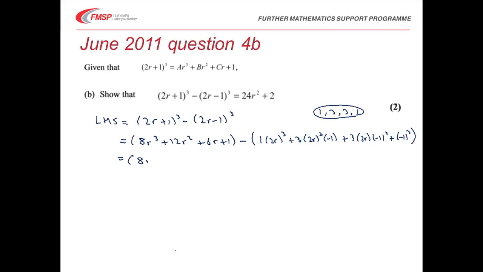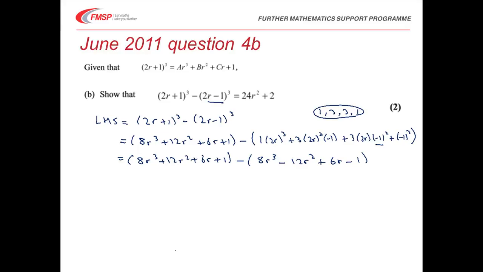So we've got 8r cubed plus 12r squared. This one will be 8r cubed, and because this bracket contained a minus 1, the signs will alternate now. So the next term will be minus 12r squared, and there's a minus 1 squared here, so this goes back to being plus 6r, and minus 1 cubed is minus 1.